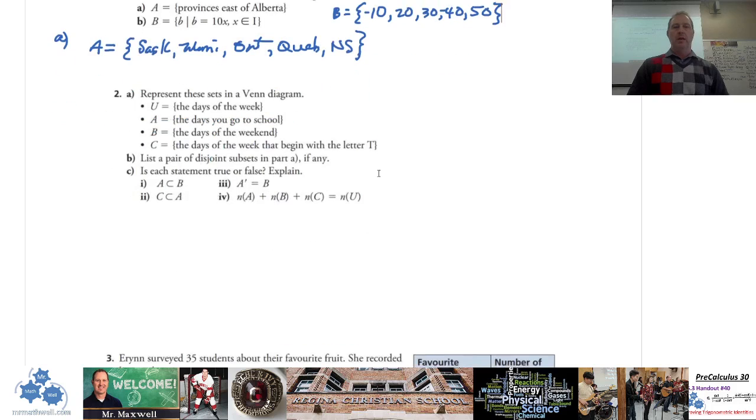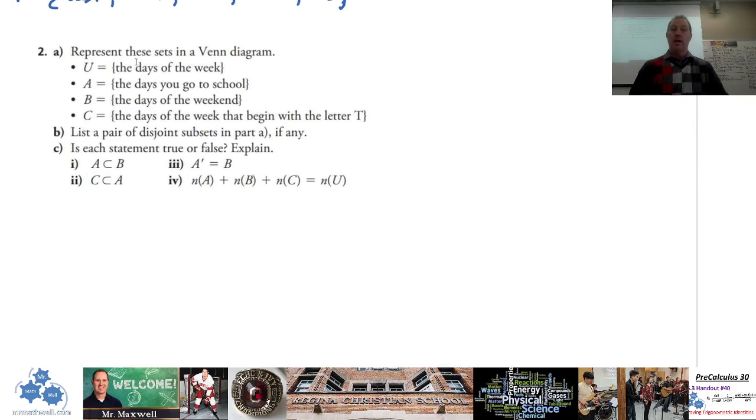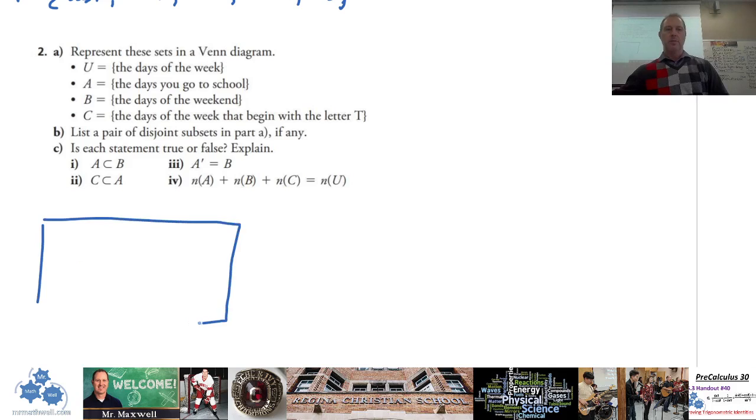Awesome. Okay, let's take a look at question number 2 then. So represent these sets in a Venn diagram. Okay, so now Venn diagram, right? That's the diagram with the circles. So let's do that down here. Venn diagram. We're going to have U is the days of the week, A is the days you go to school, B is the days of the weekend, C the days of the week that begin with the letter T. Okay, so it looks like we've got U is the universal set. We're talking about all the days of the week, Monday through Sunday.